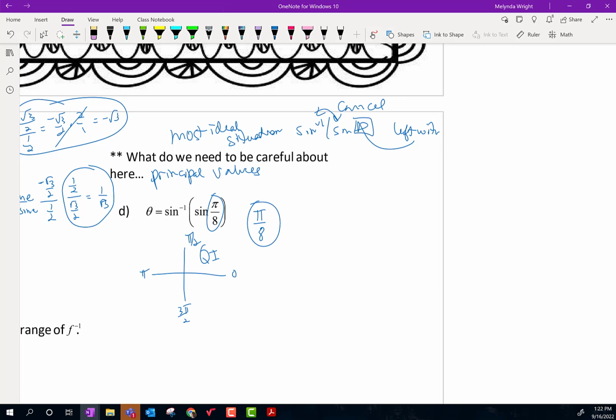We're going to call this letter E. I'm just going to add a problem. So let's say I have this problem: arc cosine of cosine of negative 2 pi over 3.